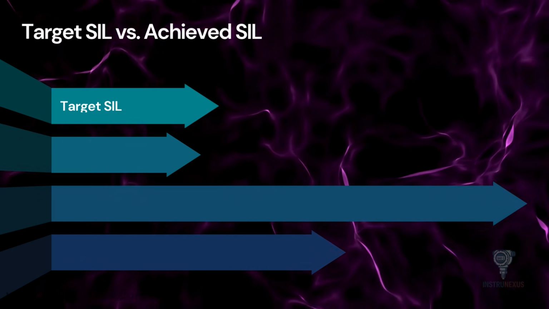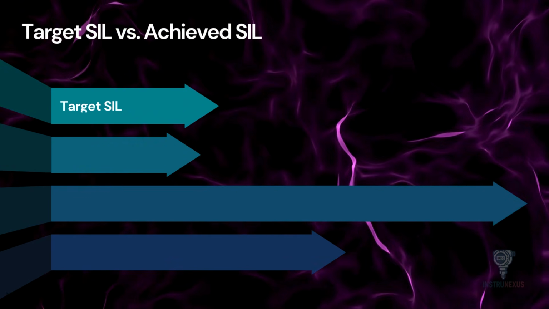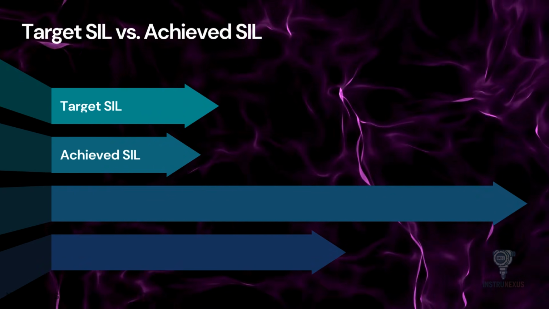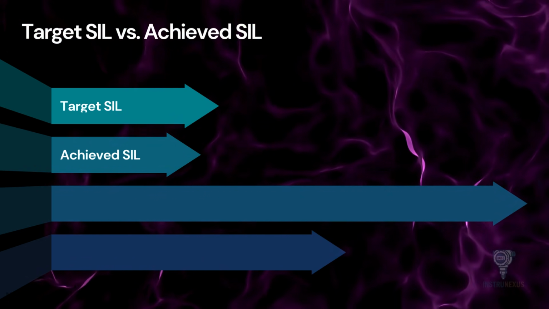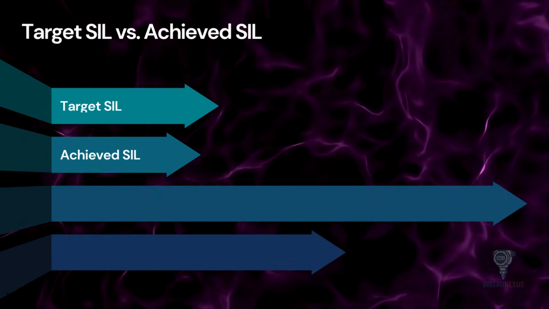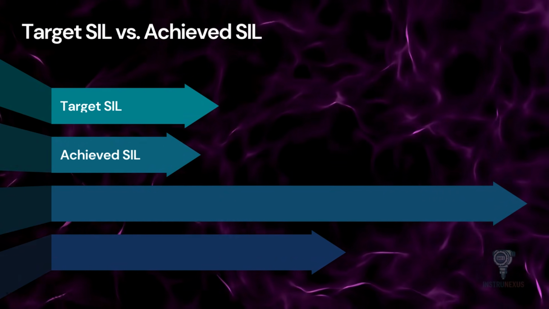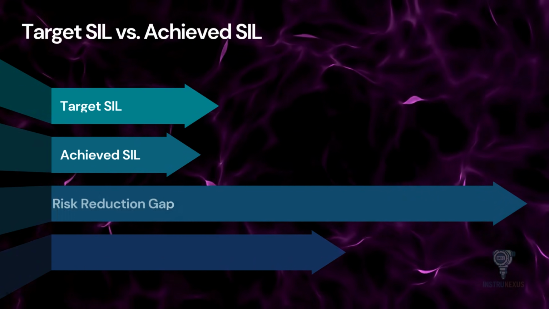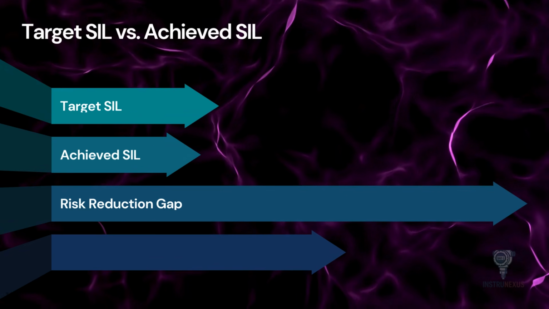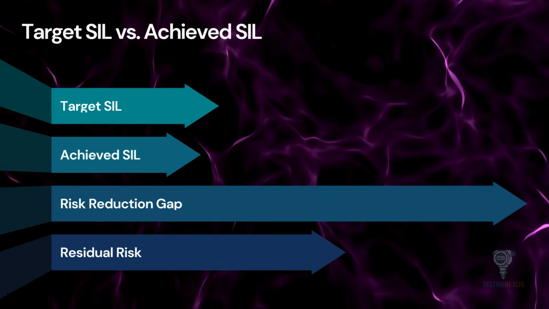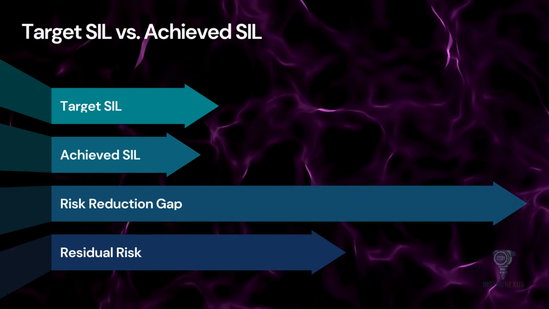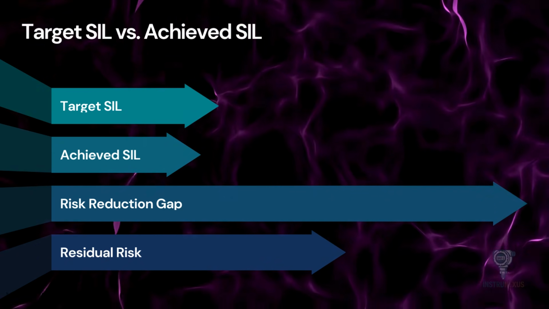It's how reliable the system needs to be to make the facility safe. The achieved SIL is calculated based on the actual hardware you bought, the sensors, logic solvers, and valves, and their architecture. If your achieved SIL is lower than your target SIL, you have a risk reduction gap. This gap implies that the residual risk is too high and the system design must be improved, perhaps by adding redundancy or choosing higher quality devices.